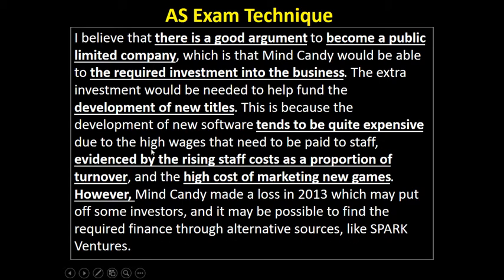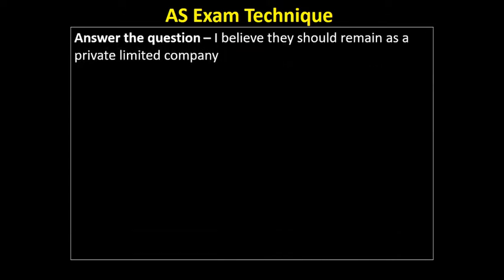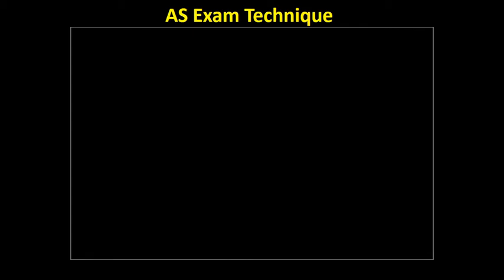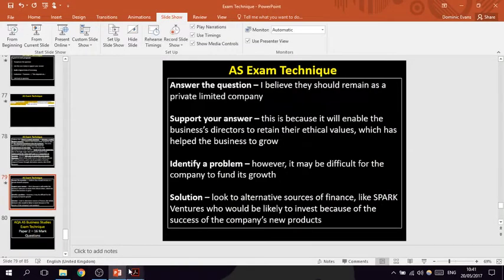and it may be possible to find the required finance from alternative sources like Spark Ventures. So overall, what I've done is explain why it would be a good idea to become a public limited company. It's quite a good argument. They're going to need a lot of money. However, there is some evaluation here. It might be difficult to attract the investors because they made a loss, and it might be possible to find required finance from alternative sources like Spark Ventures, who have already lent them money. So that's my analysis. Now, I need to also evaluate and answer the question.